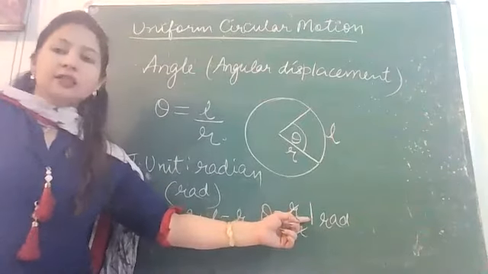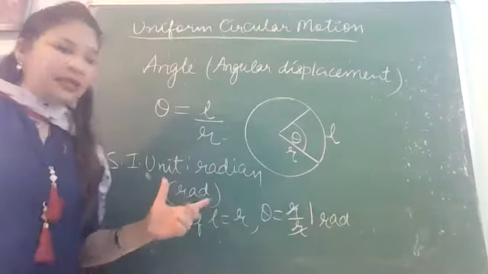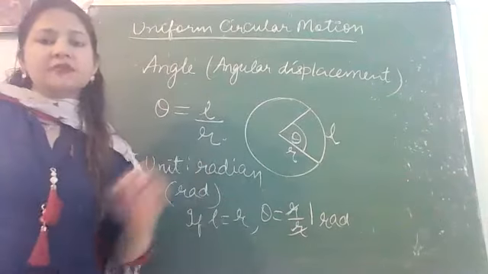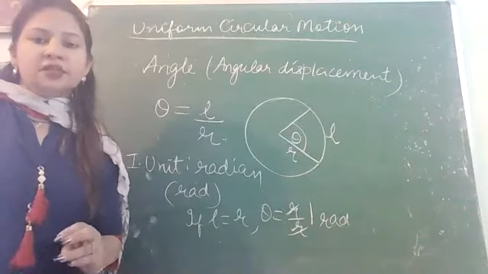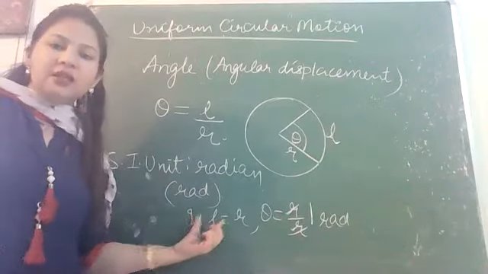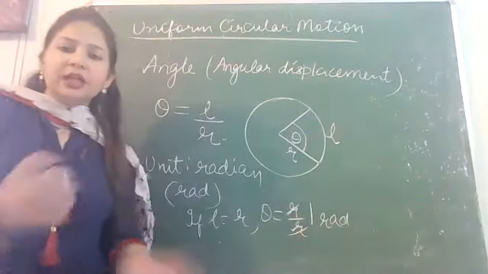1 radian is the angle formed or subtended at the center of a circle by an arc whose length is equal to the radius of the circle. Okay? So we connected these and put the condition that if length is equal to radius, then angle will be 1 radian. Very simple. Let us write its definition.